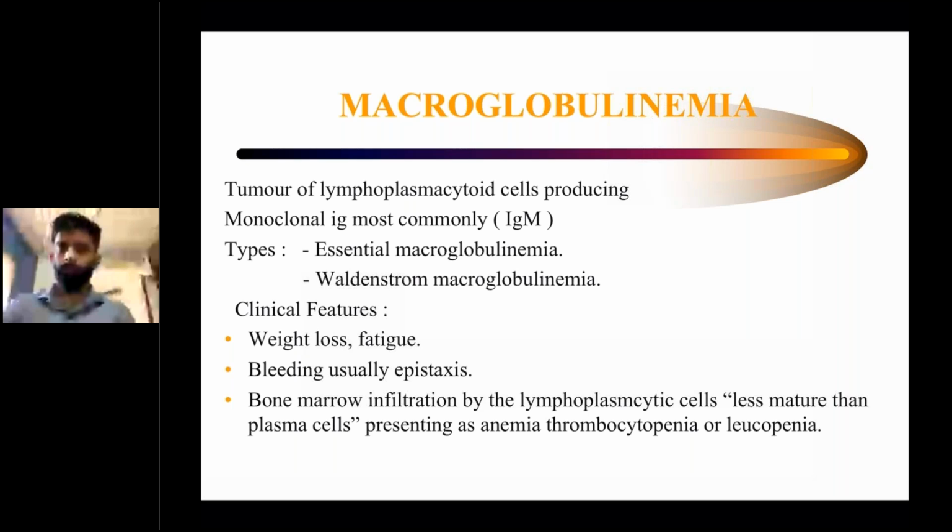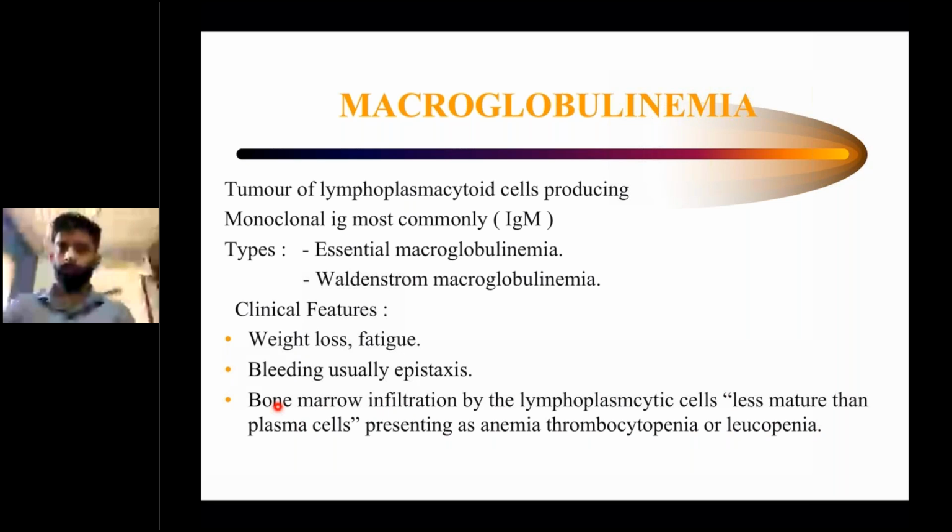So coming to the other end of the spectrum, macroglobulinemia. It's a tumor of lymphoplasmacytoid cells producing monoclonal immunoglobulin, most commonly IgA. So the types are essential macroglobulinemia and Waldenstrom's macroglobulinemia. So these are two types here. Clinical features are weight loss, fatigue, just like any other cancer cachexia, bleeding sometimes, and usually epistaxis will be seen, and bone marrow infiltration by the lymphoplasmacytic cells, which are less mature than plasma cells, presenting as anemia, thrombocytopenia, or leukopenia.